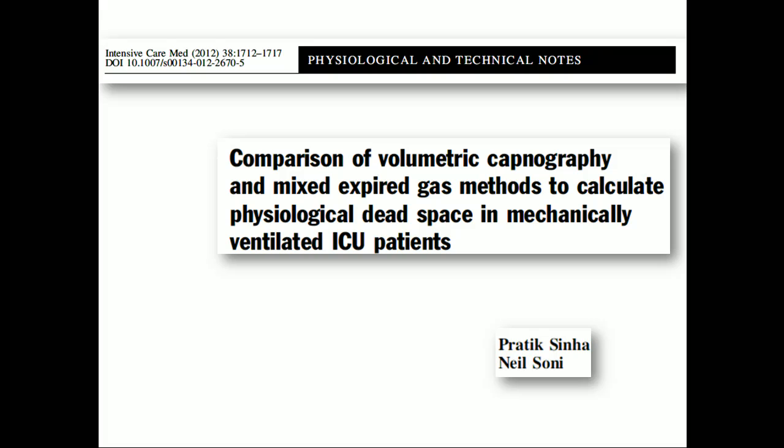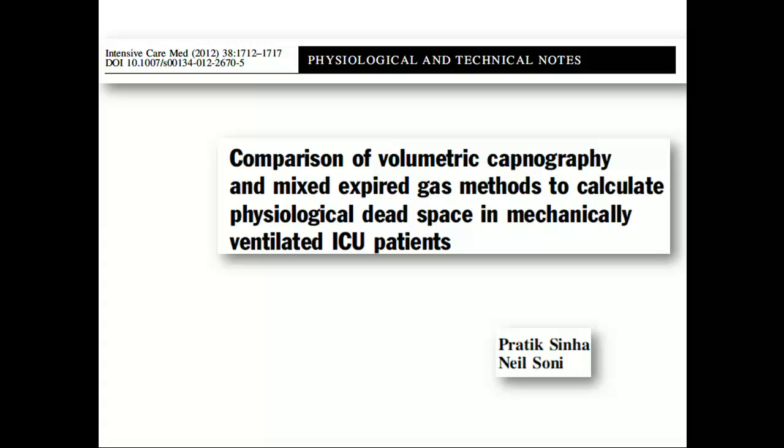It's particularly helpfully been put under the physiological and technical notes, which is a no-no to even the most hardy of readers. But what we did here simply was, in a wide spectrum of patients, in 48 patients, we measured dead space using both the conventional method and the unconventional method.